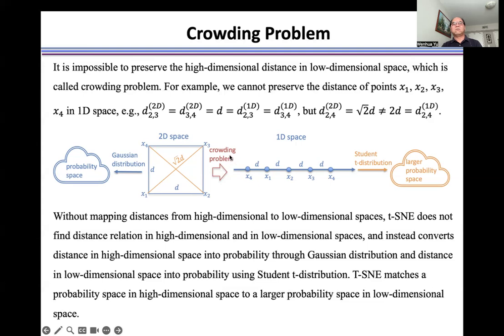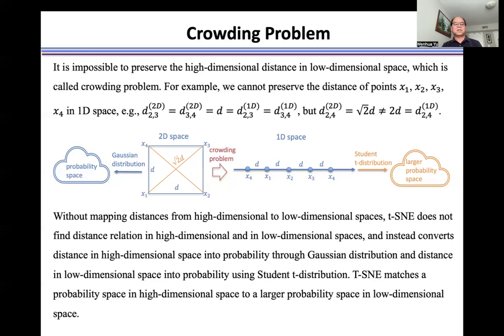t-SNE doesn't convert the distance from high-dimensional space to low-dimensional space. Instead, it compares the probability space generated from high-dimensional space and a larger probability space generated from low-dimensional space. Without mapping distance from high-dimensional to low-dimensional spaces, t-SNE doesn't find a distance relation in high-dimensional and in low-dimensional spaces.